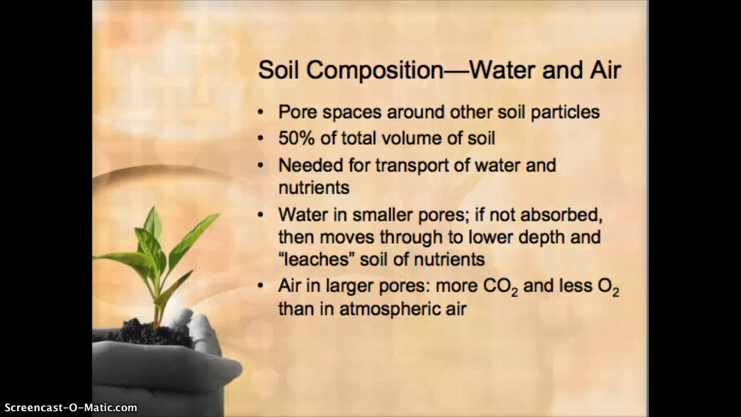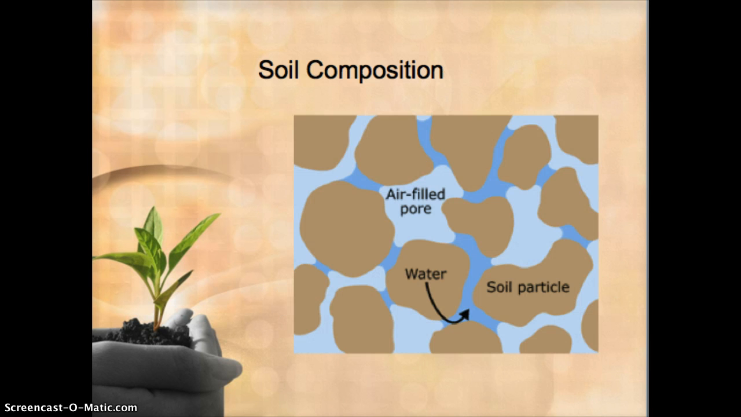The water is going to go in the smaller pores, and if the water is not absorbed, then it can actually go through to a lower depth in the soil. And oftentimes when it does that, it grabs some of the nutrients that are in those soil particles, and that's what's called leaching. It leaches those nutrients to a lower depth as well. And then the air is in the larger pores, and usually in the soil we've got more CO2 and less oxygen than we would have in the atmospheric air.